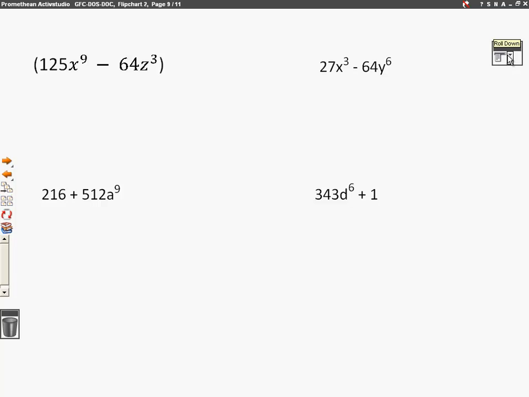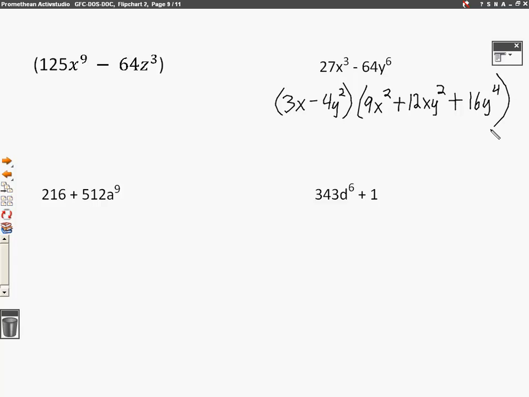Okay, let's check your answers. Okay, so this one we have 3x minus 4y squared. And then, so that's our C. And then our SOMAS is 9x squared. Opposite sign, multiply, is 12xy squared. Always add, and then 16y to the fourth.